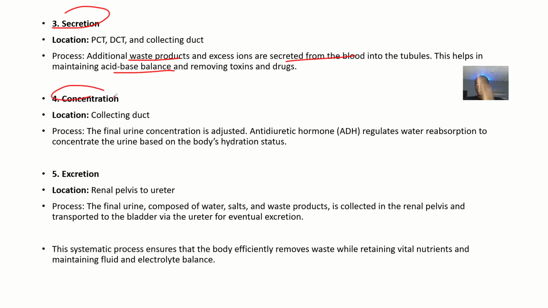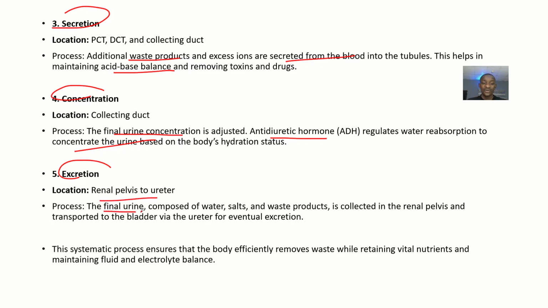Concentration. As the urine gets into the collecting duct, it has to be concentrated. The final urine concentration is adjusted. Antidiuretic hormone regulates water reabsorption. If you are thirsty, the urine you produce will be very concentrated and the color will be amber. If you are not really thirsty, the urine you produce will be very pale. All of that is done at the collecting tubule and is regulated by the antidiuretic hormone, based on the body's hydration status. Then excretion is the last one, from the renal pelvis to the ureter.